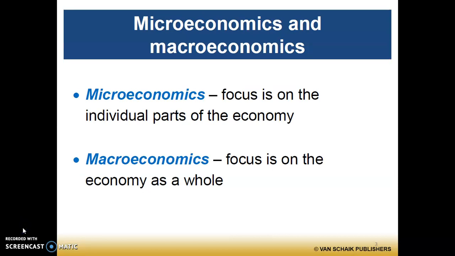Economics is usually divided into two parts, macroeconomics and microeconomics. Microeconomics focuses on the individual parts of the economy. It is the decisions and functionings of decision makers, such as individual consumers, households, firms, or other organizations. Whereas macroeconomics is concerned with the economy as a whole. We study the total or aggregate economic behavior.